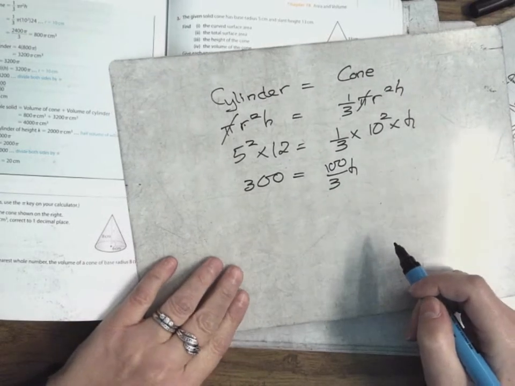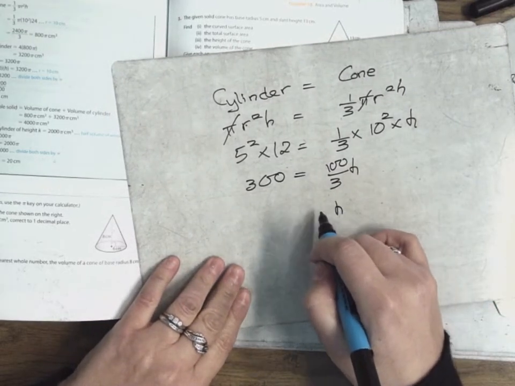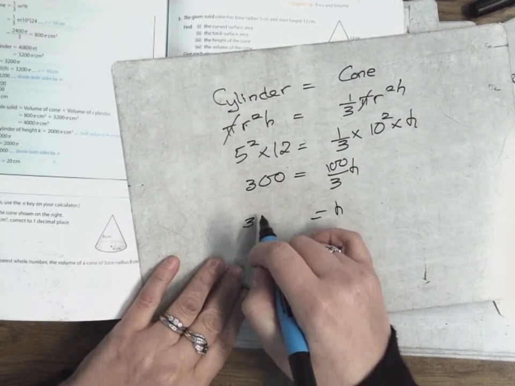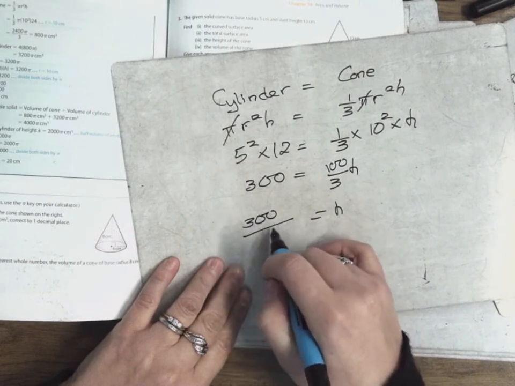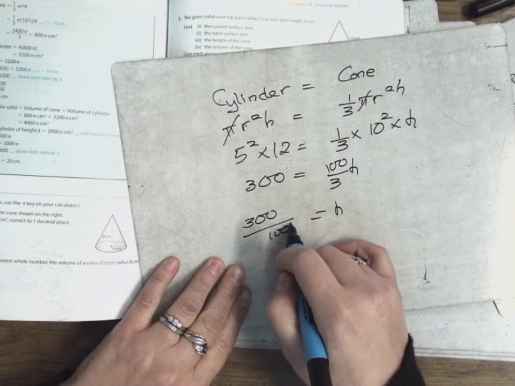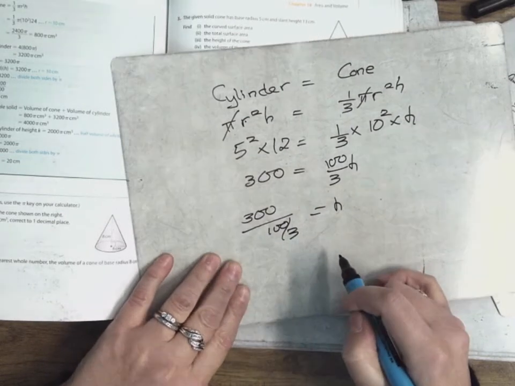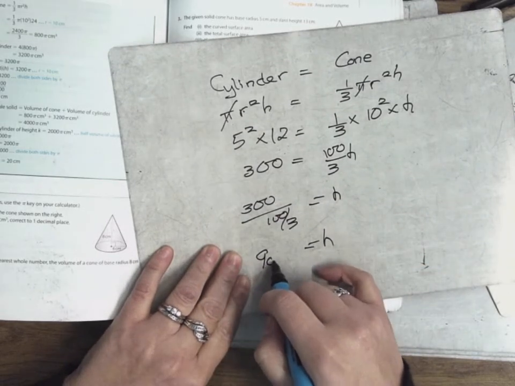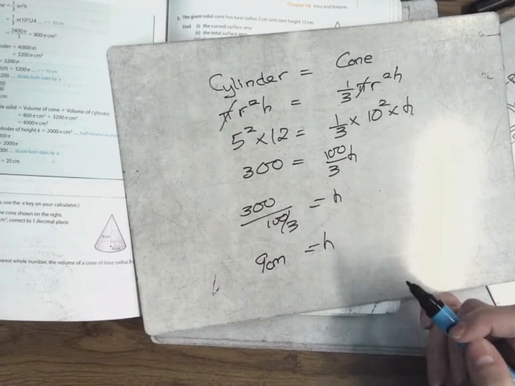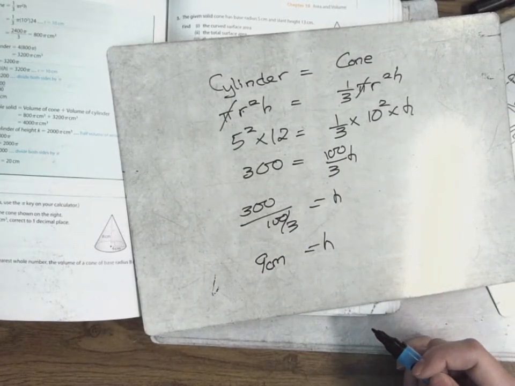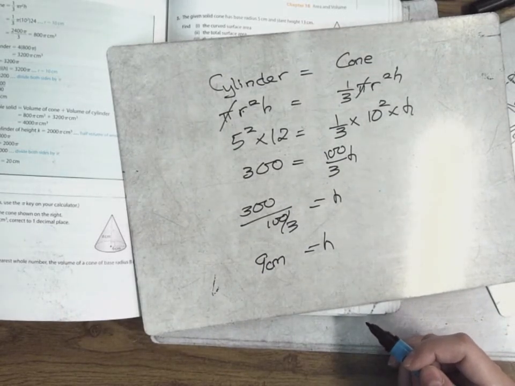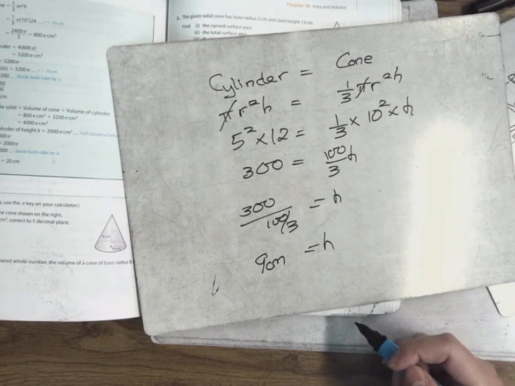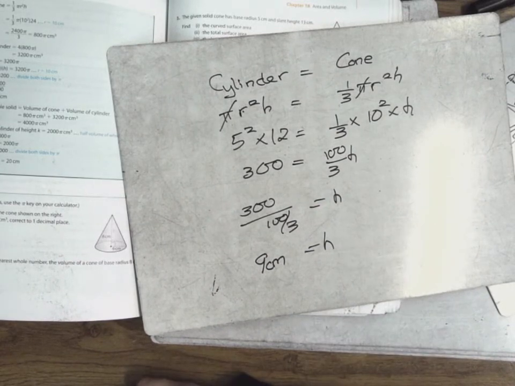So then what's stuck to the h? 100 over 3. So over here it's 300 divided by 100 over 3, which will end up being 9 centimeters. Now if you went the decimal route, you get 9.09 or something like that. That's perfect. Okay, that's absolutely perfect.